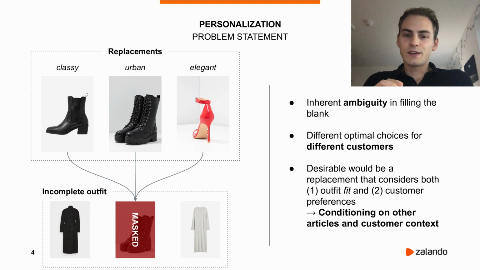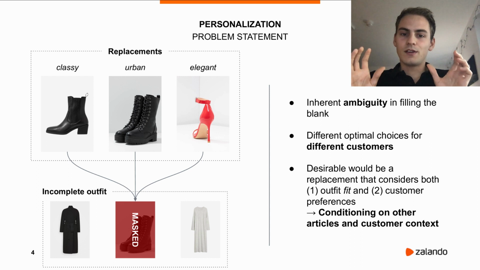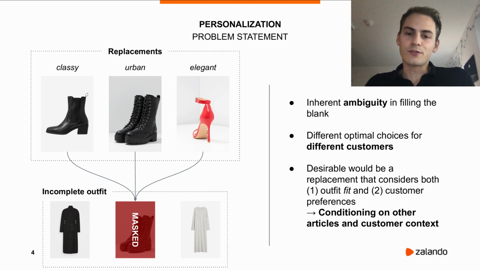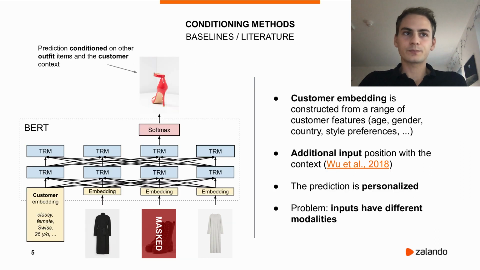So the prediction that we would like to make is, instead of conditioning the distribution over all fashion articles, that are the output of the model for the masked position, only on the other articles in the outfit, we say we condition it on the other articles in the outfit and additionally the customer and the information we have about the customer.